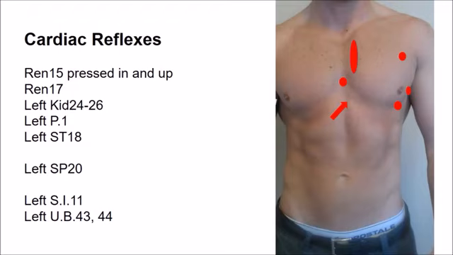Cardiac reflexes include REN17, REN15 when pressed up and towards the left, the kidney line on the chest on the left side, left stomach 18, left pericardium 1, which I take more on the base of the breast rather than on the nipple, left spleen 20, left small intestine 11, and the left inner border of the scapula, UB42 to UB45 area. Of these, left small intestine 11 is the most indicative.